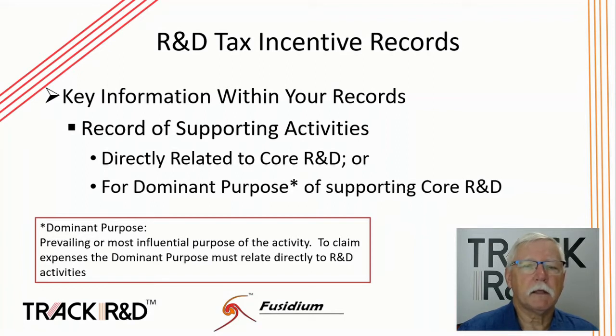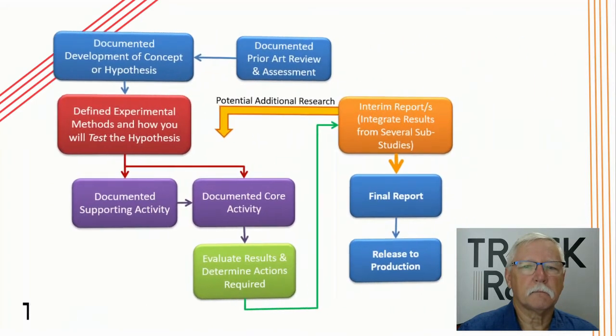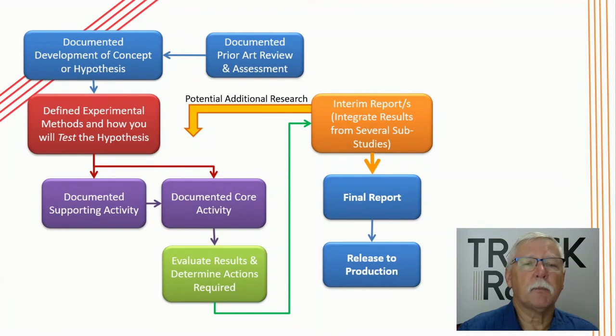To try and make that a little clearer, let me present this simple schematic to help you navigate your way through the record-keeping pathway. We start at the top right box with a documented prior art review and assessment. This informs the development of the concept or hypothesis. Having done that, experimental planning can be undertaken with a review of the methods needed to test the hypothesis. All three should be documented.